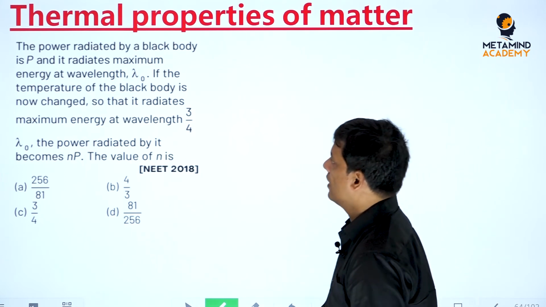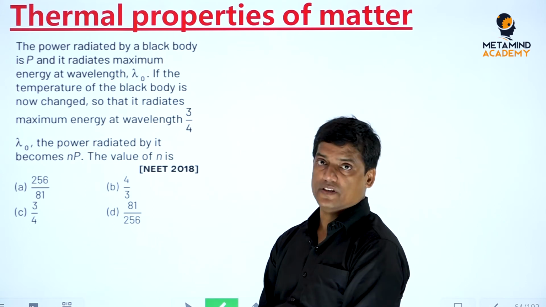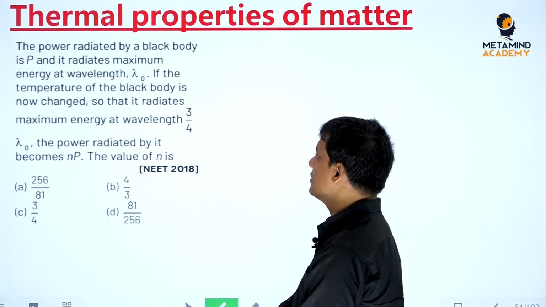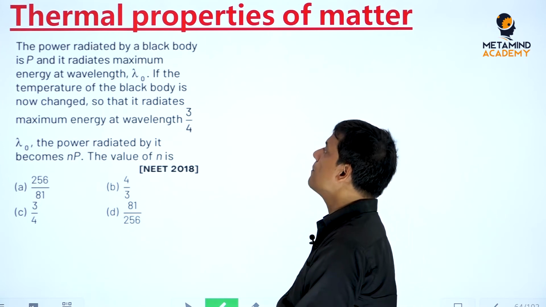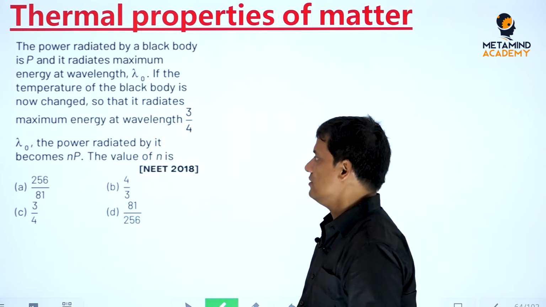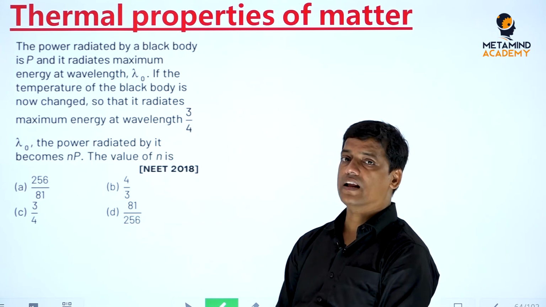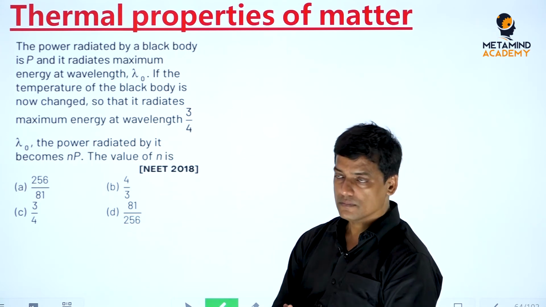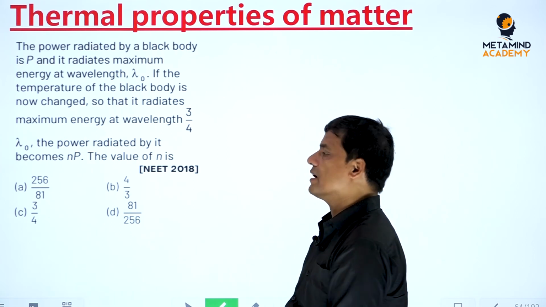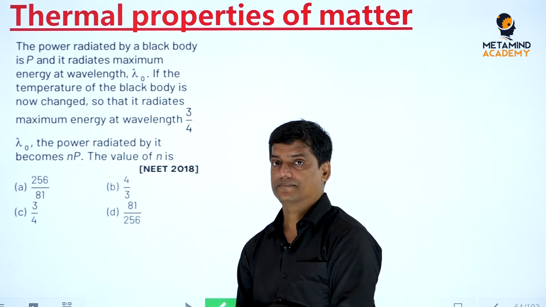Next, the power radiated by a black body is P and it radiates maximum energy at wavelength lambda 0. Okay. If the temperature of the black body is now changed so that it radiates maximum energy at wavelength 3 by 4 of lambda 0, okay, the power radiated by it becomes N times P. The value of N is.